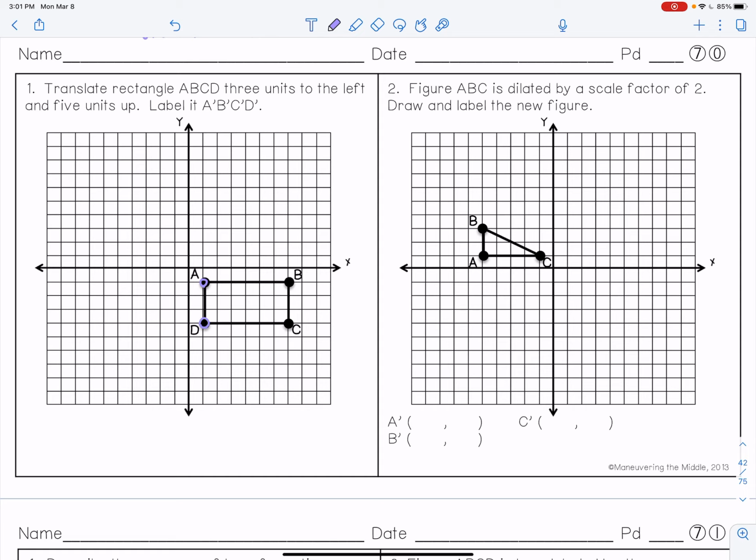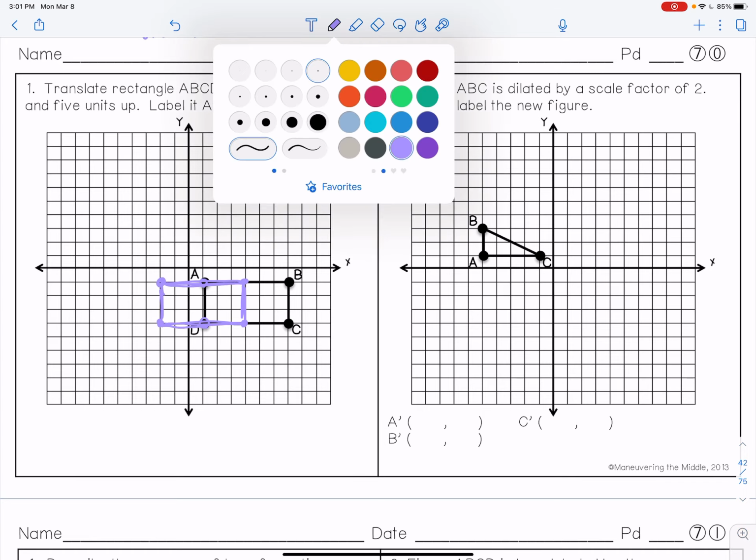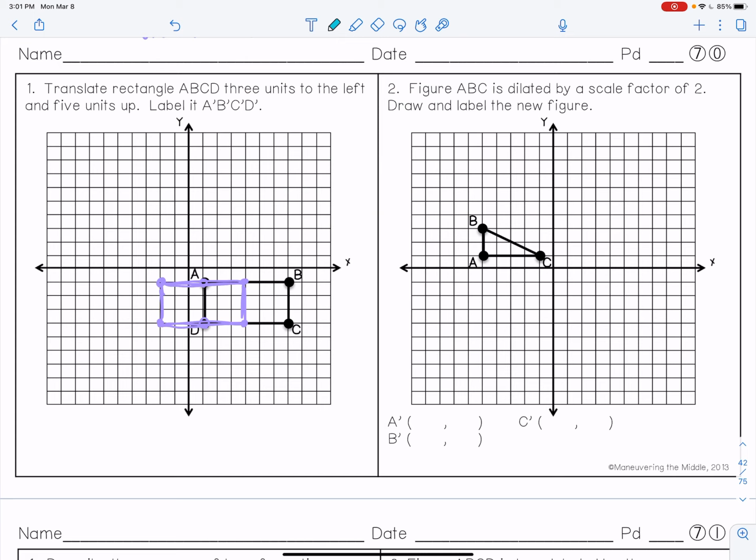So move it 3 to the left. So 1, 2, 3. The new one is here. And then you should know that your B is going to move the exact same amount. 1, 2, 3. Here's our new B and our new C. So this is stage 1. We've just translated it 3 to the left.